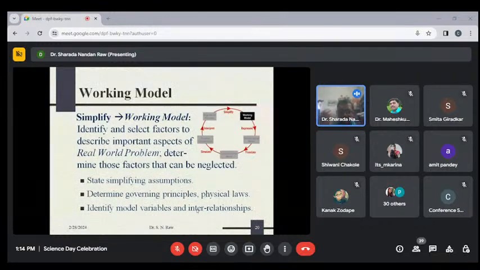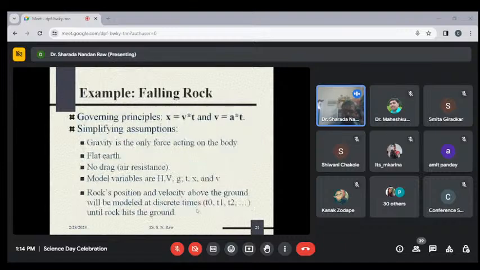ये सारी चीज क्या क्या पॉसिबिलिटी हो सकती है उस जो आप प्रॉब्लम लिए हैं. जैसे वर्किंग मॉडल हमने लिया है, स्टोन फॉलिंग स्टोन को लिया है, तो उससे रिलेटेड हम सारी चीजों को फोकस करें. इसलिए आप कोई भी प्रॉब्लम लेके उसके बारे में सोच सकते हैं. तो गवर्निंग प्रिंसिपल क्या है? डिस्प्लेसमेंट इज इक्वल टू वेलोसिटी इनटू टाइम एंड वेलोसिटी इज इक्वल टू एक्सीलरेशन इनटू टाइम. दिस इज द गवर्निंग, दिस इज द फंडामेंटल रूल, सिंप्लीफाई रूल. ओके, सो सिंप्लीफाइंग एजम्पशन, ग्रेविटी इज द ओनली फोर्स एक्टिंग ऑन द बॉडी एंड फ्लैट अर्थ है, नो ड्रैग, नो रेजिस्टेंस है, या रेजिस्टेंस है.